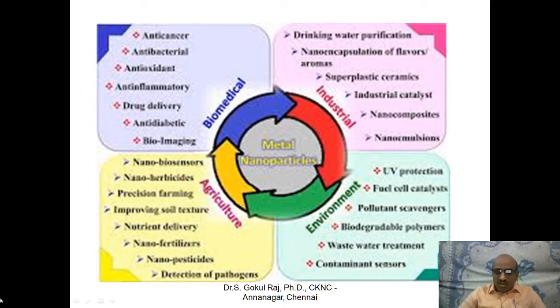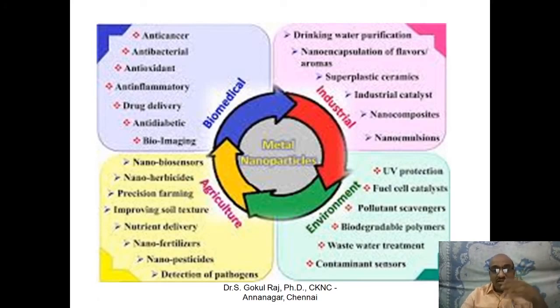Now we can have improved technology for soil culture, nutrient technology, then nano fertilizers and pesticides, and detection of pathogens. So these are the various areas in terms of agriculture, right? Then next, in terms of the industrial sector, if people are working on chemistry, they can work on water purification systems, then encapsulation, super plastic ceramic, industrial catalysis, nanocomposites.